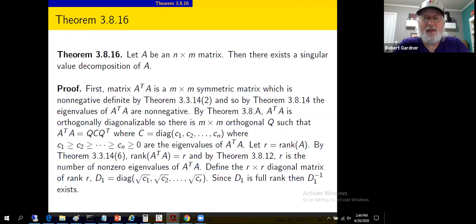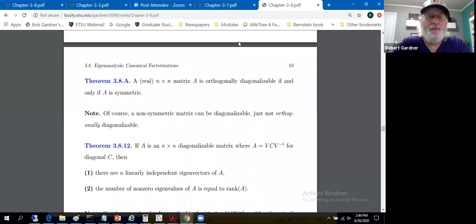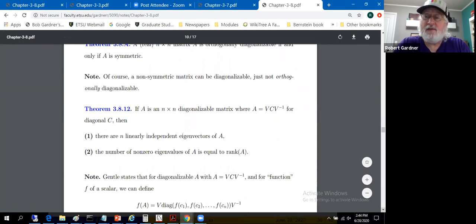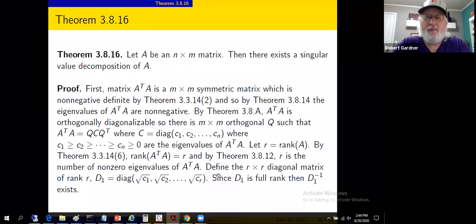Let's look at that again. 3.8.12 says the number of non-zero eigenvalues of a matrix is equal to the rank of that matrix. That's exactly what we had, except here we had the matrix A transpose A instead of the matrix A. But the rank of that matrix is r, so the number of non-zero eigenvalues of that matrix is r.